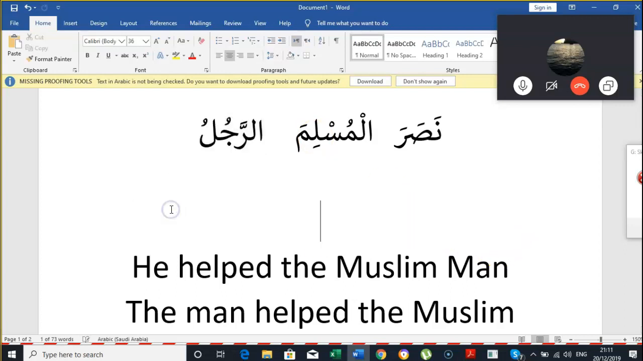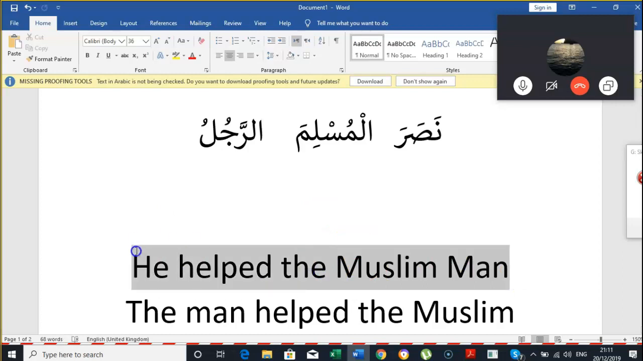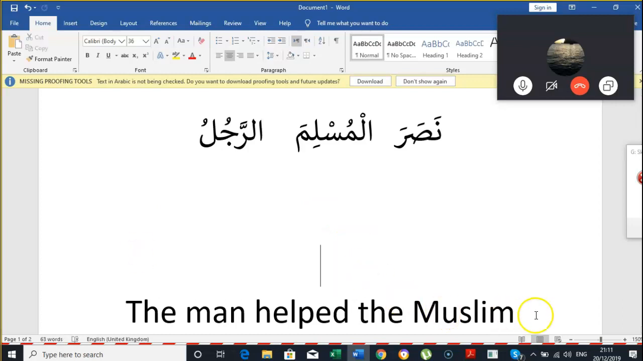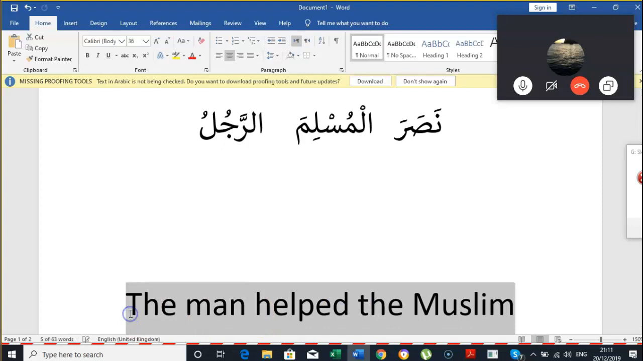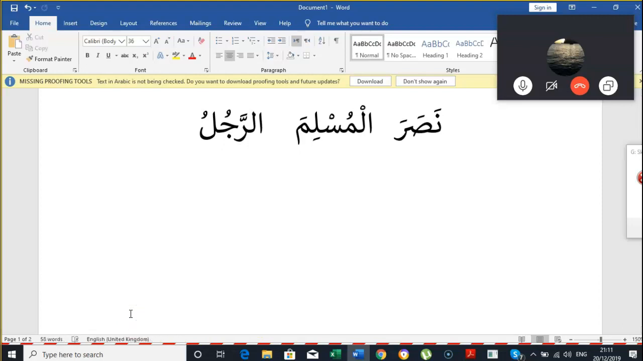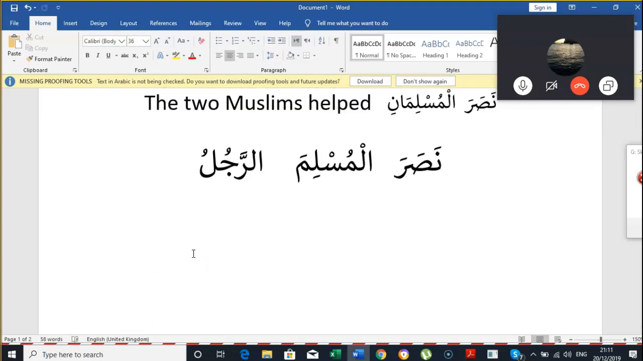So that's wrong. That's wrong as well. So obviously the normal structure would be Nasara ar-Rajulu al-Muslima, but you can have it anywhere. Okay, and there are rhetorical benefits for that, but that's for a later time, inshallah.